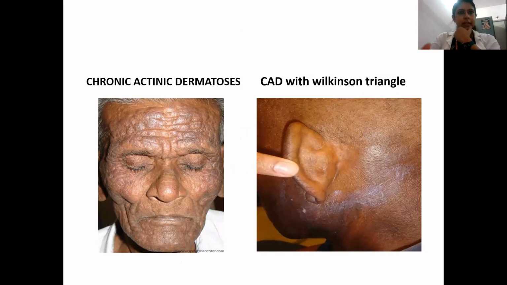In this patient, we can see that the upper eyelid is spared. See, the upper eyelid is not affected. The submental area is not affected, though it's not visible in this photograph. Then other parts are usually affected. See, the forehead and cheeks are actually affected. But here the area behind the ear is also not affected, and that's called Wilkinson triangle. It's a triangular part behind the ear.